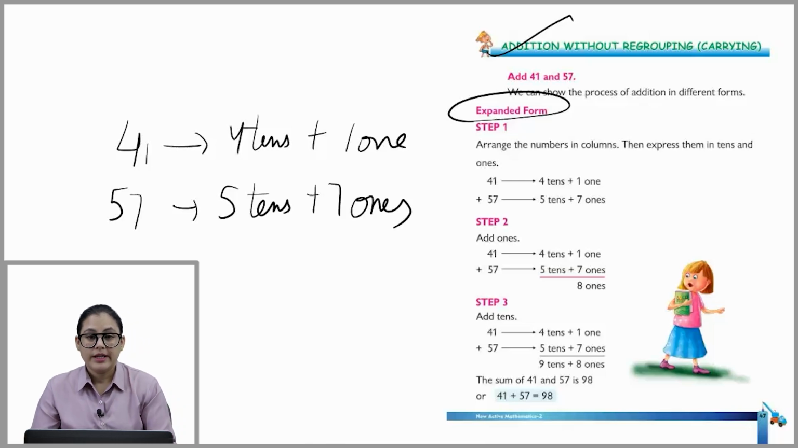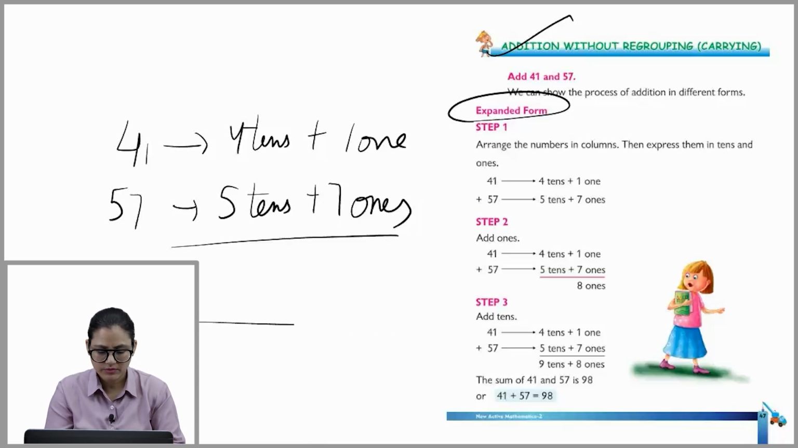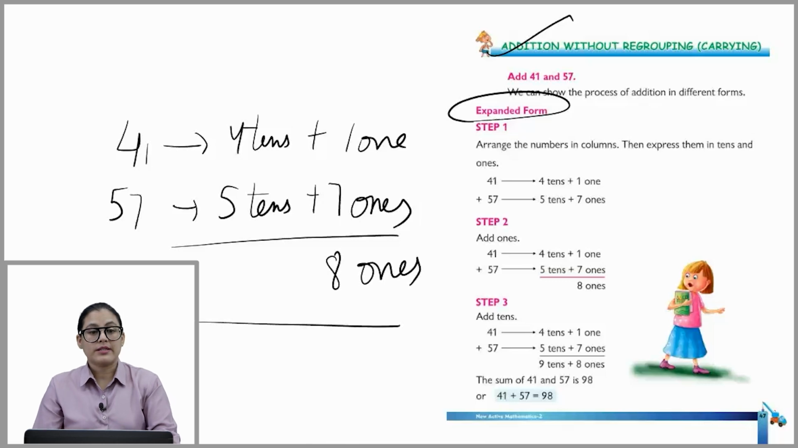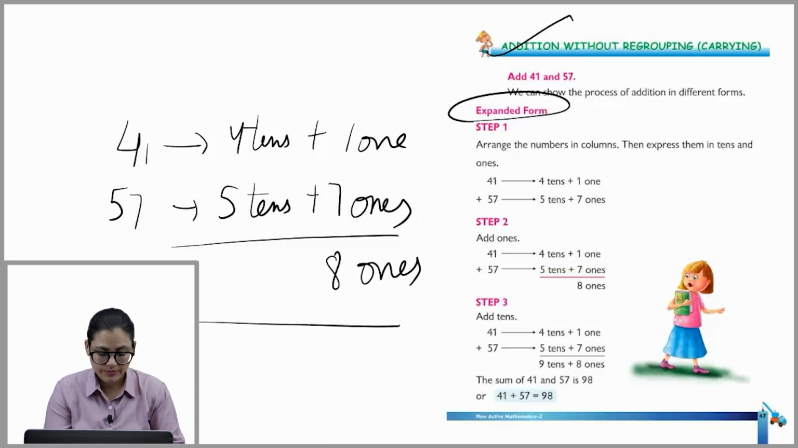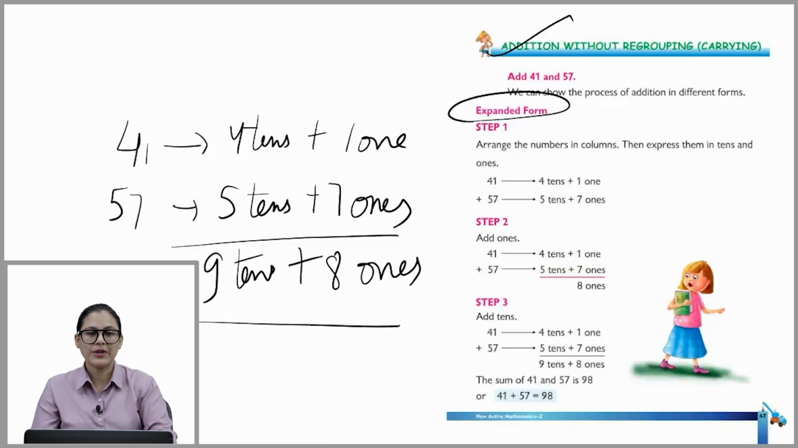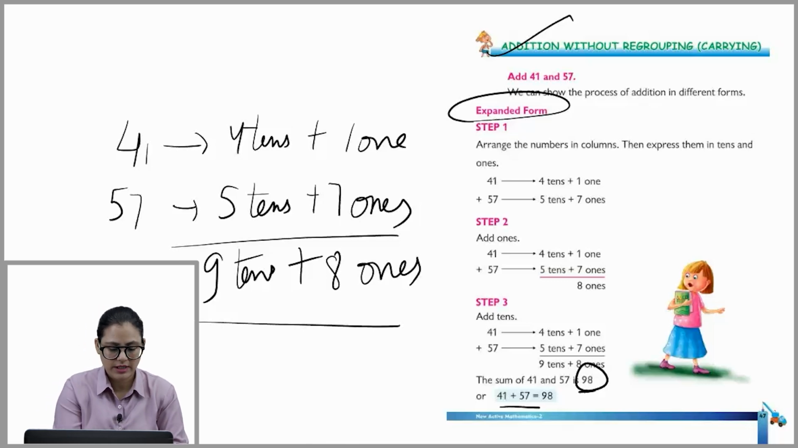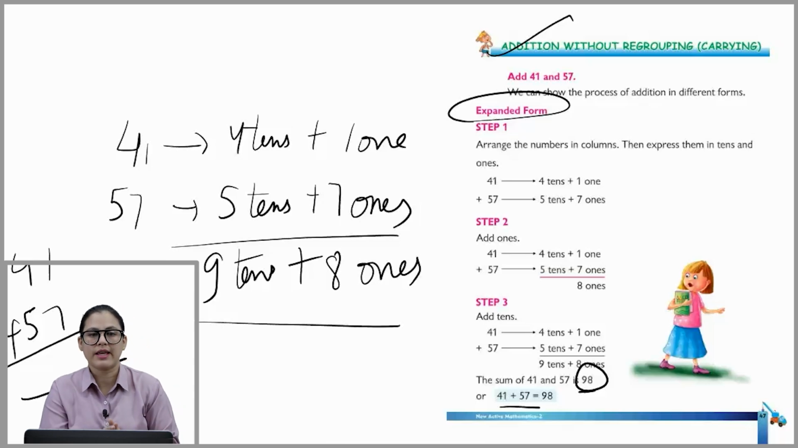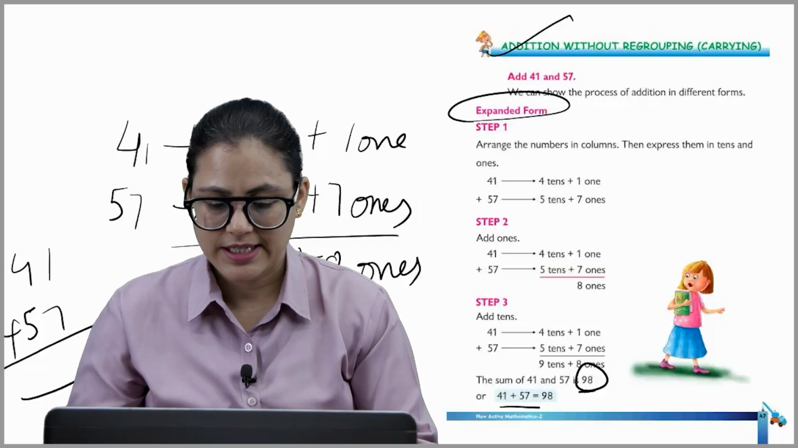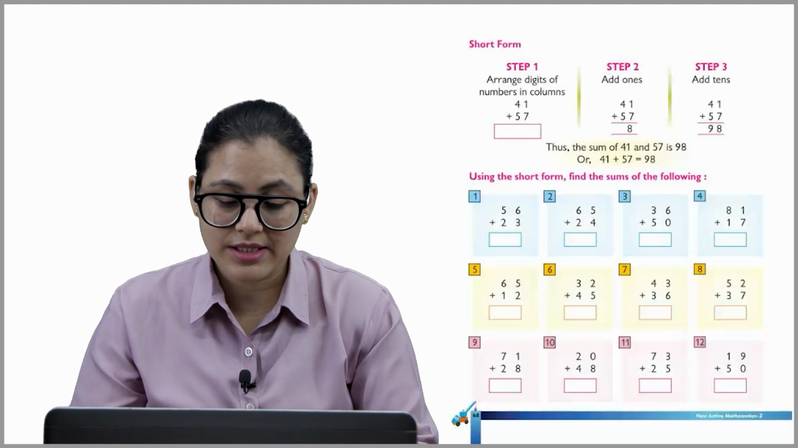Now, what is the step 2? Add ones. 7 plus 1, 8 ones. Step 3, add tens. 4 plus 5, 9 tens. So, the sum of 41 and 57 is 98, right? Or you can add them as it is, like you will arrange them in columns and then you will add them, right?